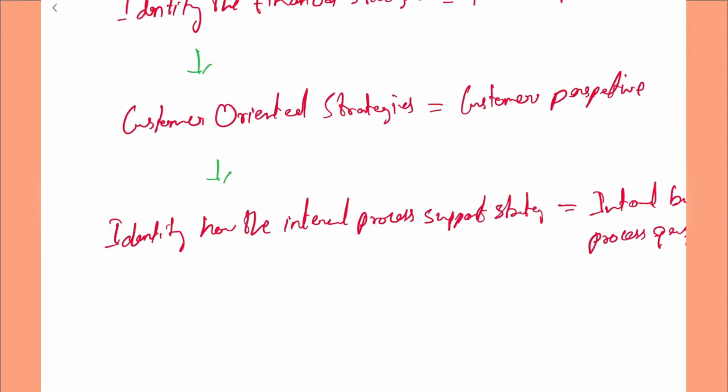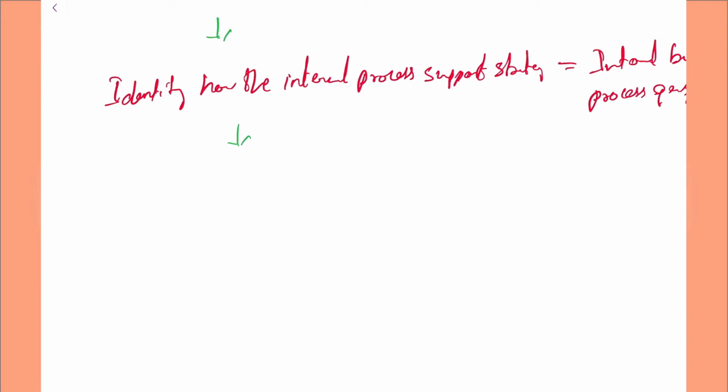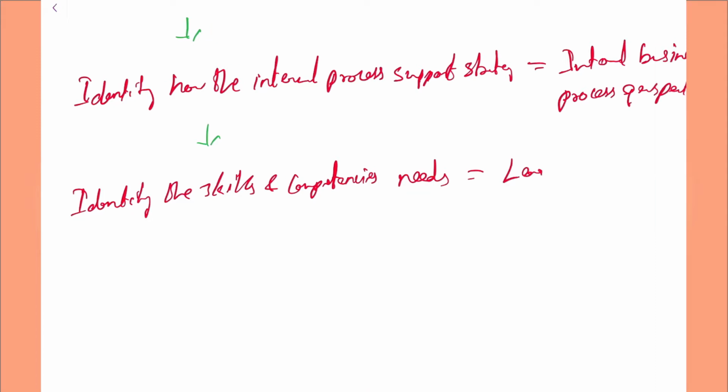And the final step would basically be the last perspective, isn't it? Which is basically to identify the skills and competencies needed. Okay, folks. And this is where we look into the learning and innovation perspective. So this is the methodology which we can use in order to implement the balanced scorecard approach within an organization.